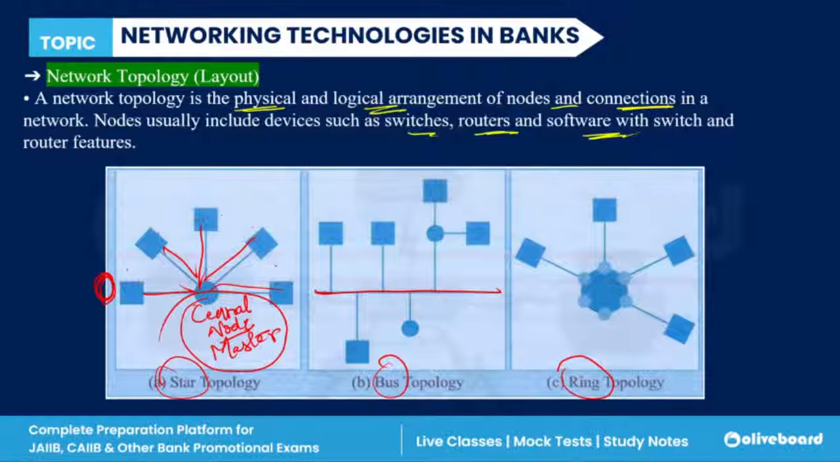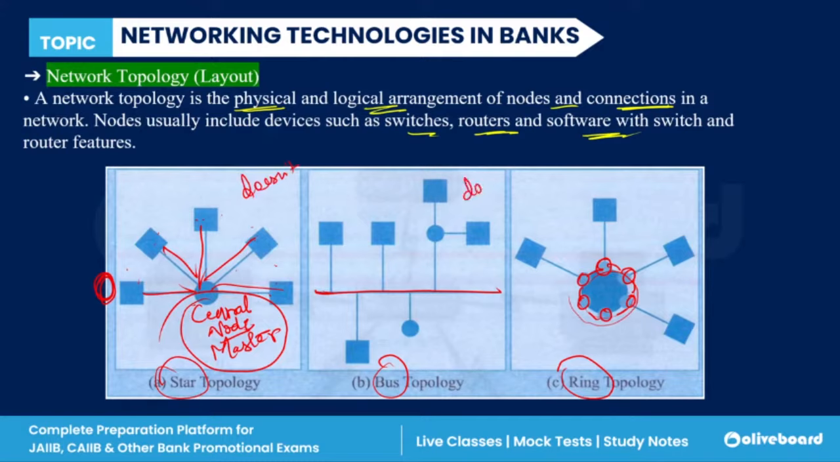Clear? Now, third is the ring topology. In a ring topology, all devices are connected in a closed loop, in a ring. Data transmission is possible only in one direction. As the packet circulates, the destination recognizes its address and copies the packet content. Here, the breakdown of any one node affects the entire network.